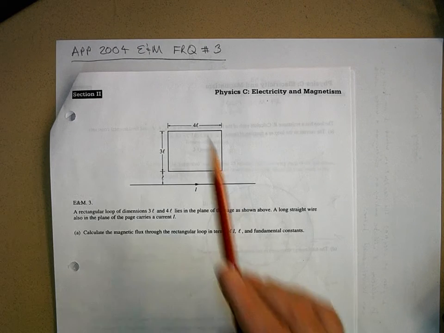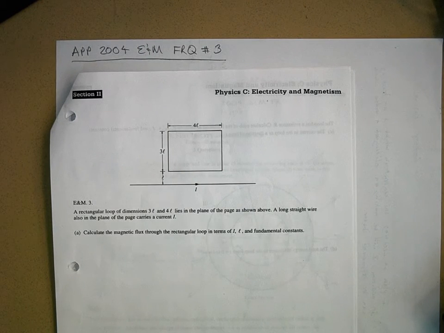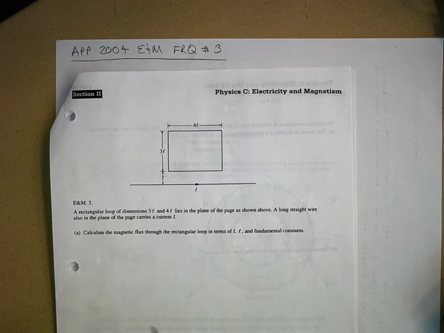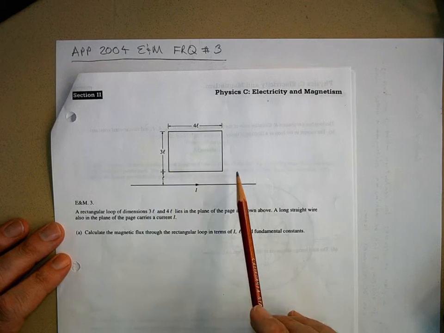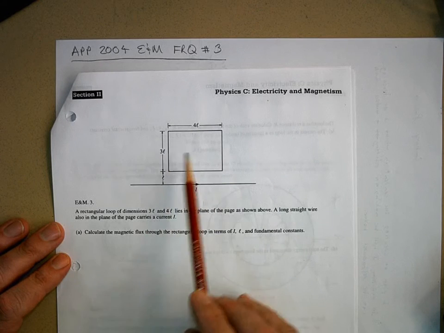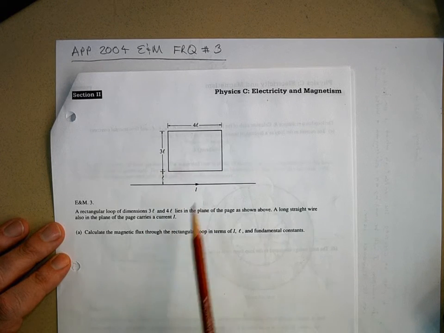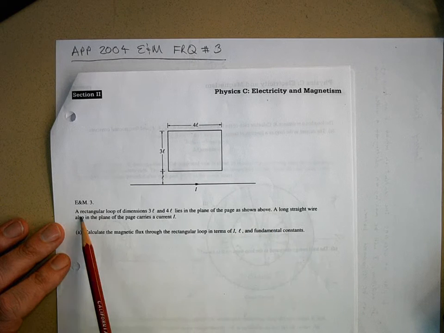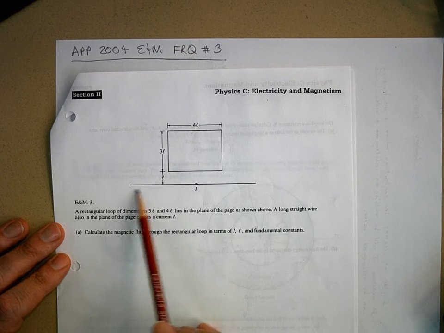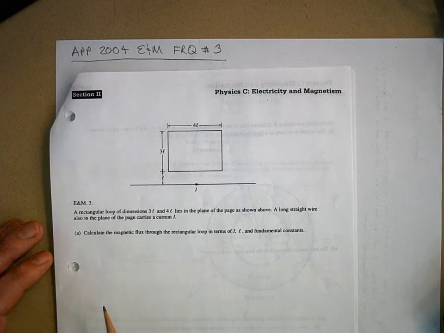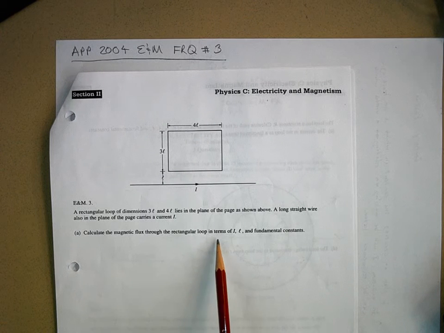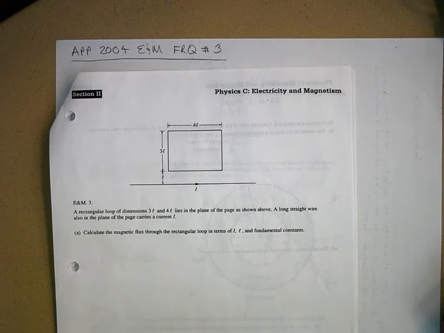Let's do the third free response question on the 2004 E&M test. So let's read the problem. We have a rectangular loop, 3L and 4L, that lies in the plane of the page as shown above. A long straight wire, also in the plane of the page, carries a current I. Calculate the magnetic flux through the rectangular loop in terms of I, L, and fundamental constants.